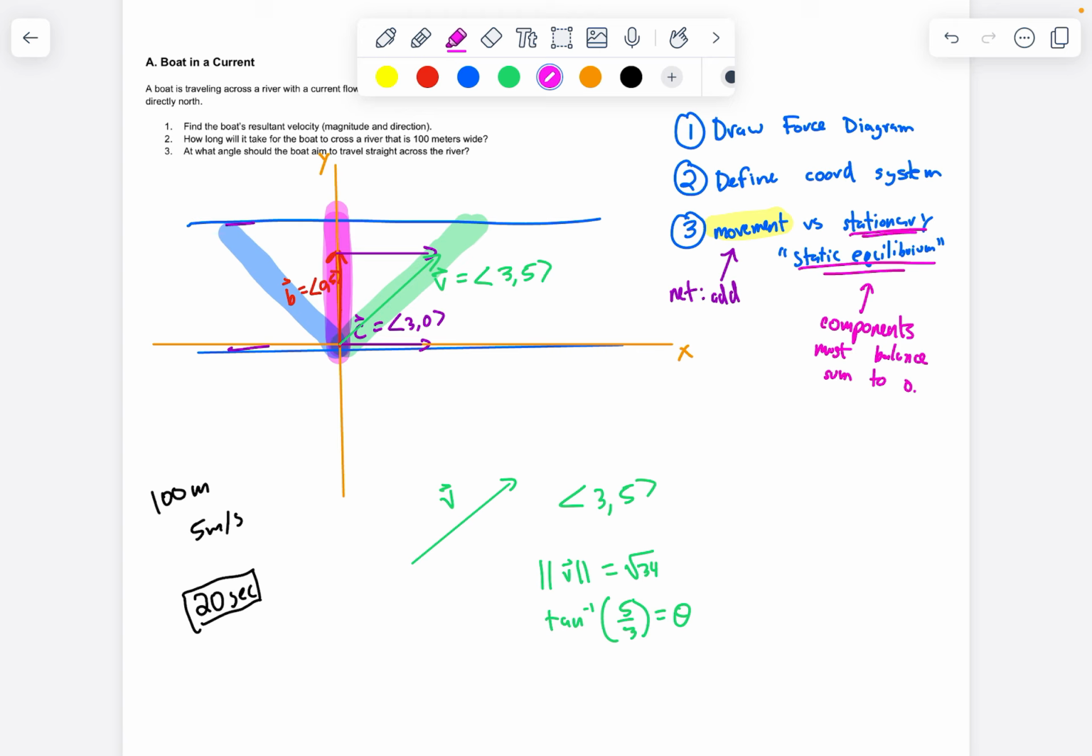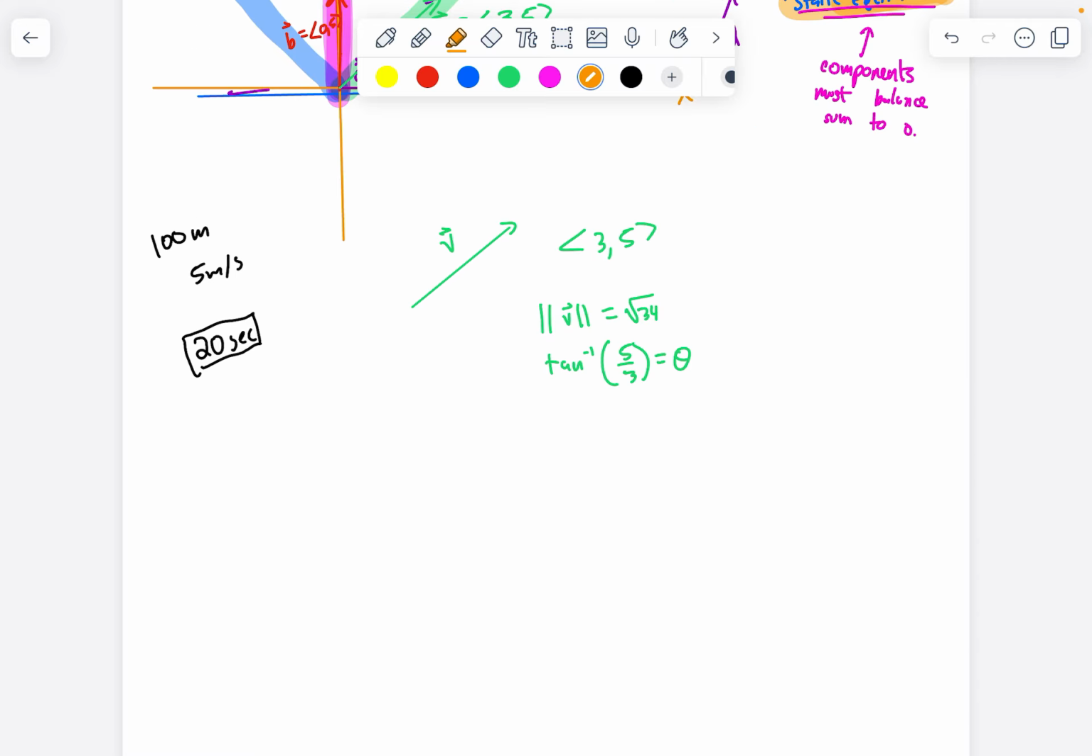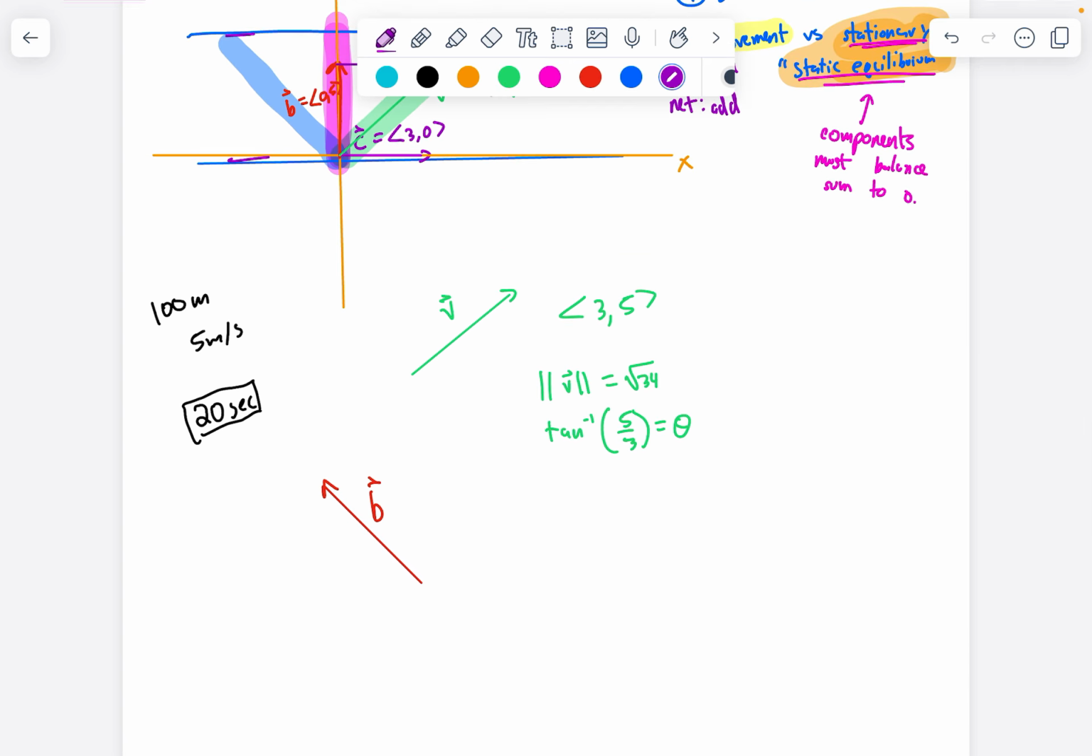And here's the deal. This is now a stationary or a static equilibrium problem, because what we're basically saying is we need to aim our boat B in some direction such that it is able to cancel the effect of the water. And the water is going 3 in this horizontal. The water is just the water. Canceling this 0, well, we don't even need to cancel the 0 because we're actually trying to cross and go vertically. We need to cancel this 3.